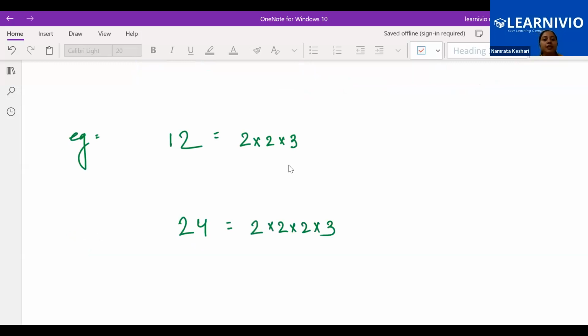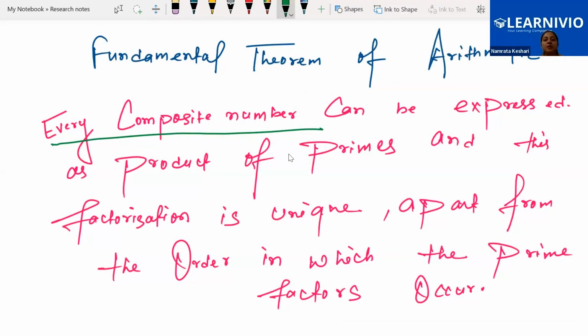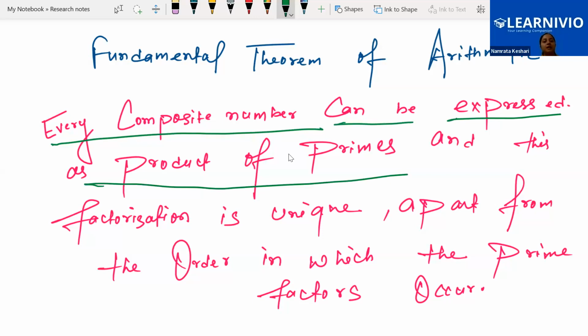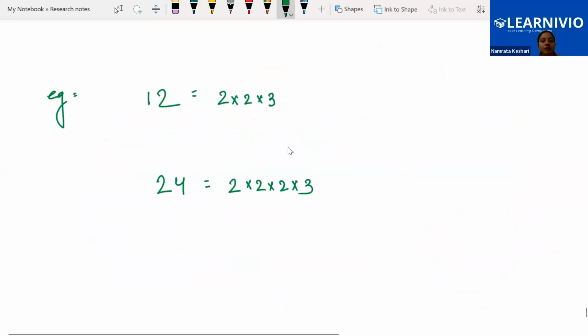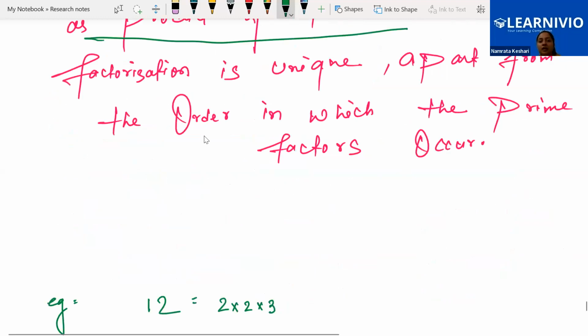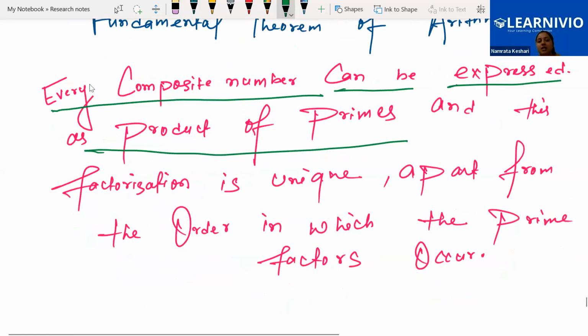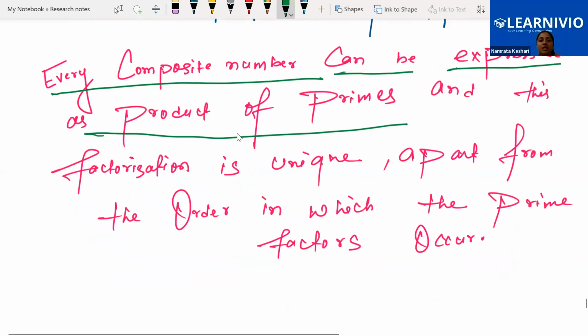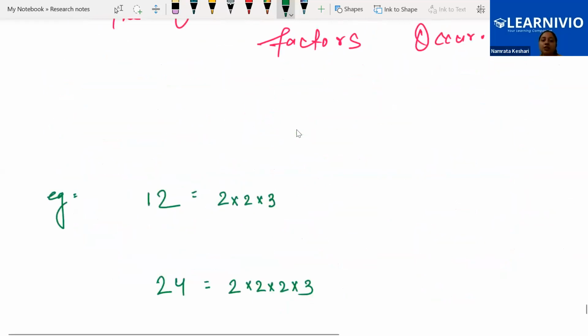It says that every composite number can be expressed as a product of primes. So we have taken two composite numbers. These two are composite numbers, okay? If these two numbers have more than two factors, they are examples of composite numbers. Here, the fundamental theorem of arithmetic says that every composite number can be expressed as a product of primes. Is it so? Yes. We can see that one of the composite numbers, 12, we are able to write as a product of prime numbers.